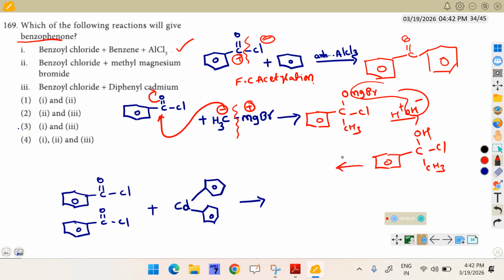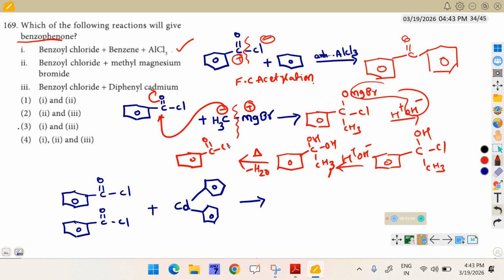Which on further hydrolysis, then removes chlorine. In the place of chlorine, an OH group is substituted. Now what is formed? A gem diol is formed. Gem diols are highly unstable. On heating, it loses a water molecule. Finally, it gives C6H5COCH3, acetophenone. But the question is benzophenone. The second option is wrong.